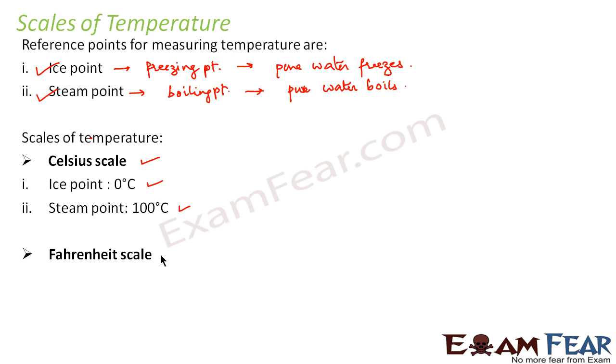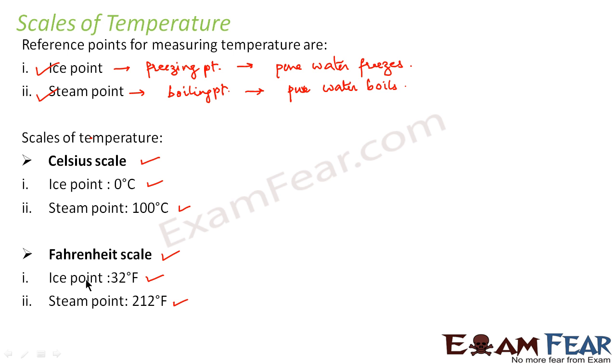The second scale is the Fahrenheit scale, where the ice point is 32 degrees Fahrenheit and the steam point is 212 degrees Fahrenheit. What does this show? This shows that the ice point and the steam point in case of Celsius scale are 0 and 100, which means that if you look at the scale, there are 100 equal intervals. That means the entire scale is divided into 100 equal intervals, the starting point being the ice point and the terminating point being the steam point.